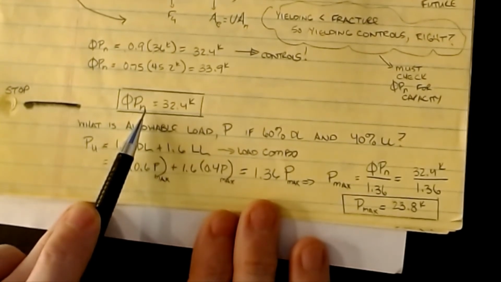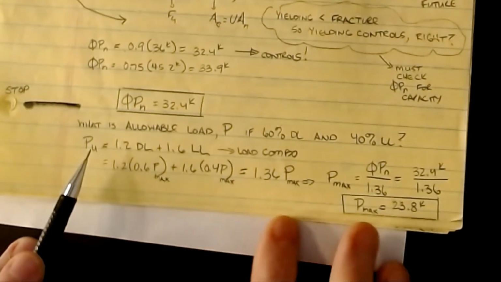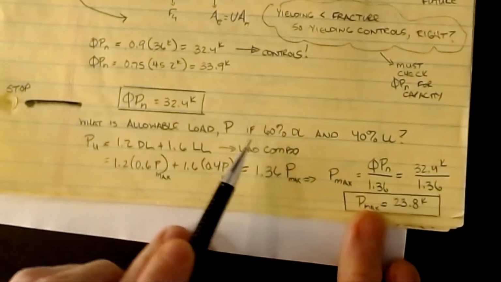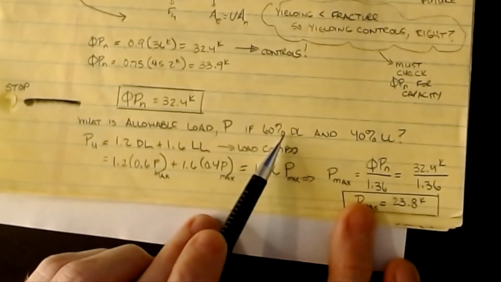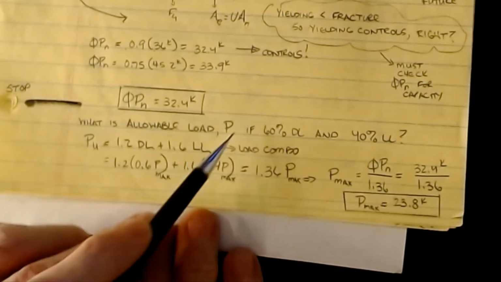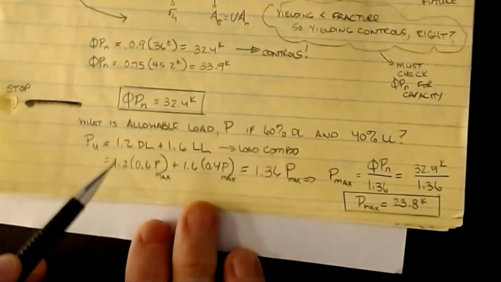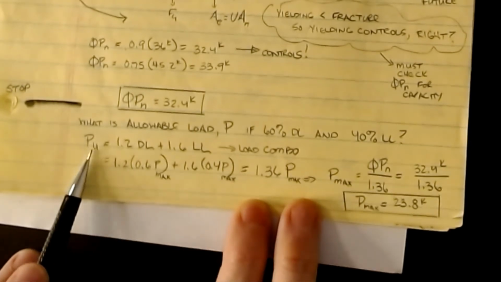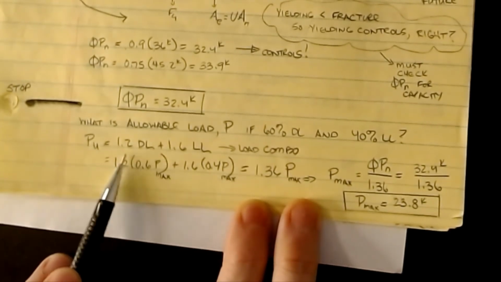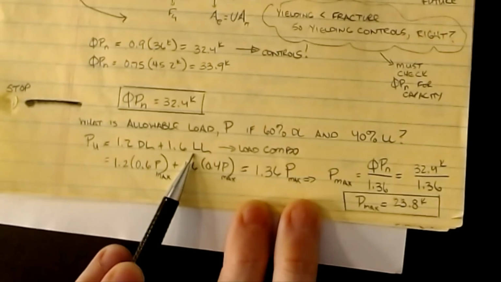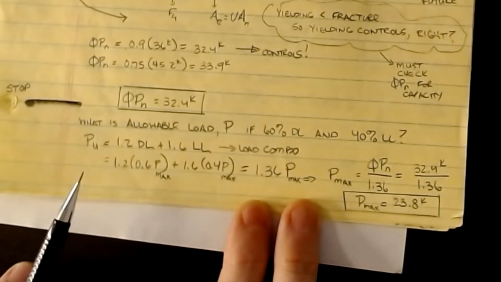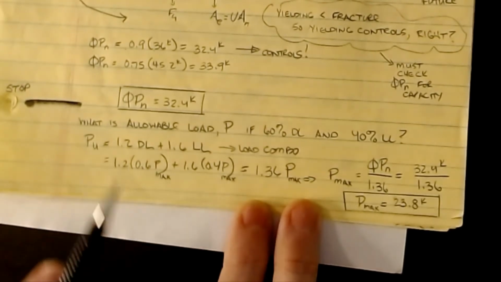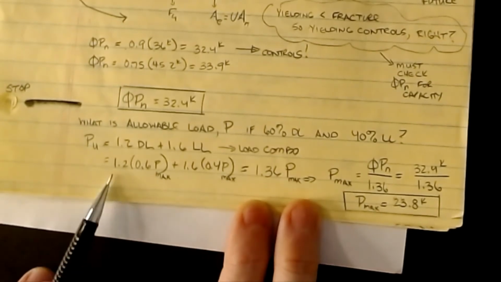Well, what if we want to know what's the rated load that I can put on this thing? Say that we knew that the load was 60% dead load and 40% live load, can you tell me the maximum P value that I could put on this in terms of the service factors? The way that you do that is here. Here's my factored load. Here's my equation, 1.2 dead plus 1.6 live, just like we talked about. That's our load combo.